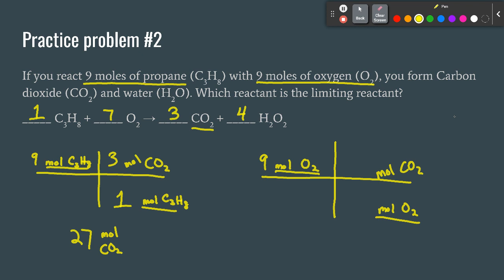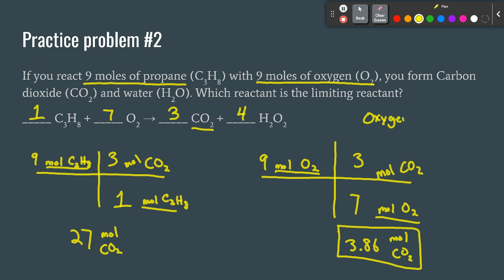Our coefficient beside the CO2 is a 3, and our coefficient beside the oxygen is a 7. So now we'll do 9 times 3 divided by 7, which gives me 3.86 moles of CO2. Which one produces less? Our oxygen produces less. So our oxygen is the limiting reactant.